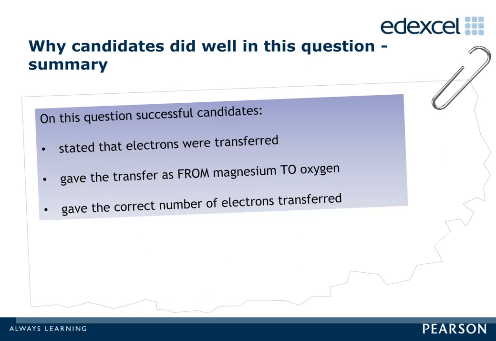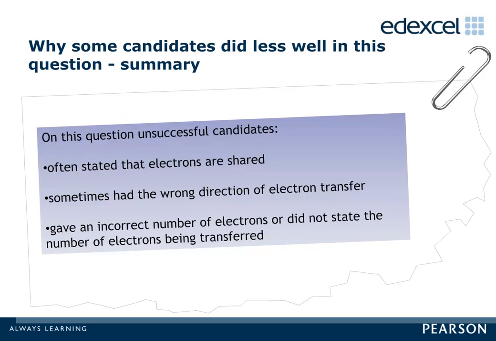On this question, successful candidates stated that electrons were transferred, gave the transfer as from magnesium to oxygen, gave the correct number of electrons transferred. Unsuccessful candidates often stated that electrons are shared, sometimes had the wrong direction of electron transfer, gave an incorrect number of electrons, or did not state the number of electrons being transferred.